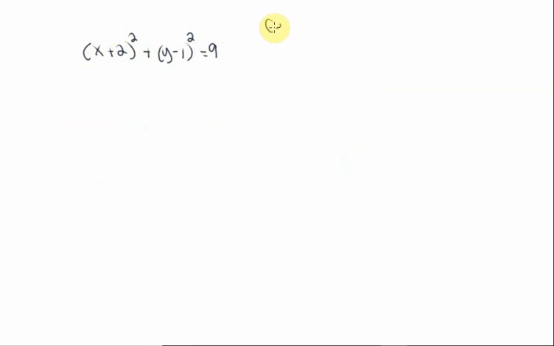So can you give me the center? Where's the middle of this circle? The answer hopefully is yeah. The x value will be, what's the opposite of positive 2? Negative 2. And the y value is, what's the opposite of minus 1? Positive 1. And then the radius. Can you give me the radius? Important question. Is it 9? No, it's not 9. 9 is what squared? 3 squared. So I should be able to graph this now.